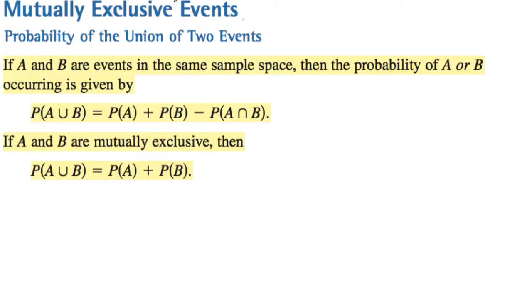All right, we want to talk about mutually exclusive events. So mutually exclusive events are events that can't happen at the same time. First off, if I have any events, so let's say I have 2 events.